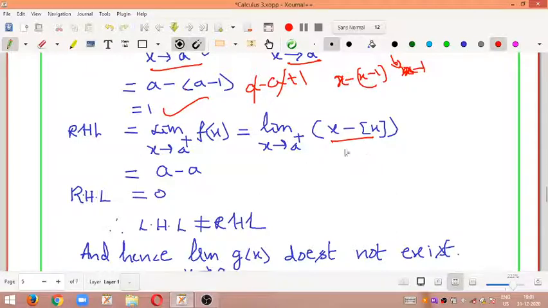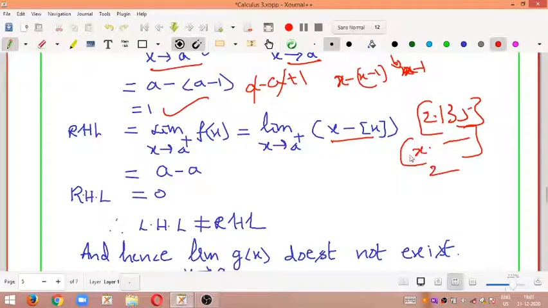For this case, a plus means x point something will come. X point something, that means, for example, 2.135, the greatest integer function means 2. So that's why for x point something, x minus the greatest integer is x minus x, as the limit approaches a. So a minus a, which is equal to 0. See here, LHL value is 1 and RHL value is 0.